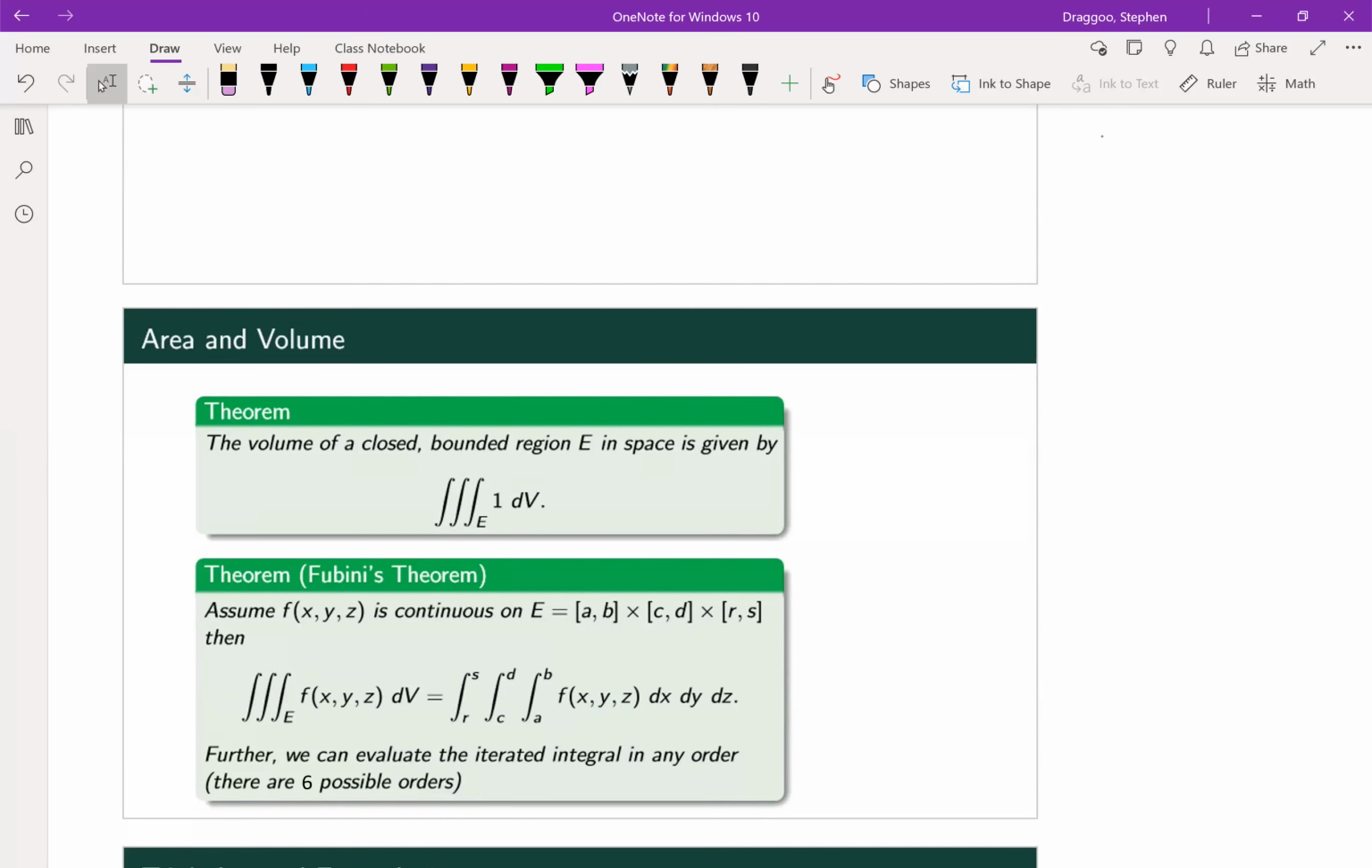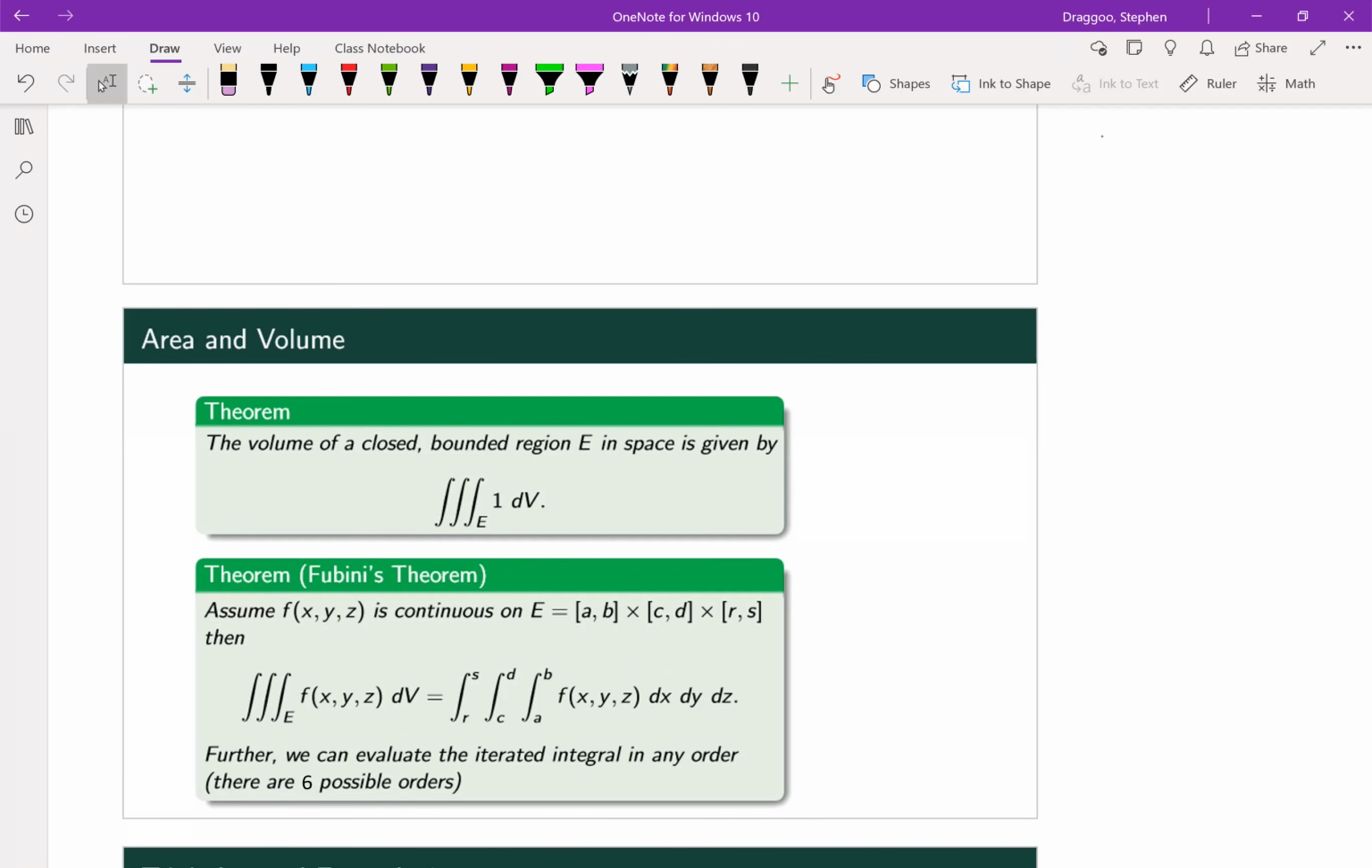One of which says that if we have a closed and bounded region E in space, this being some three-dimensional region E, we can calculate its volume with the triple integral over E of dV, where dV is, as opposed to like dA or dx, the infinitesimal change in the volume at whatever point we're located at.